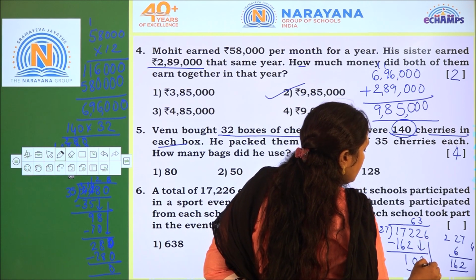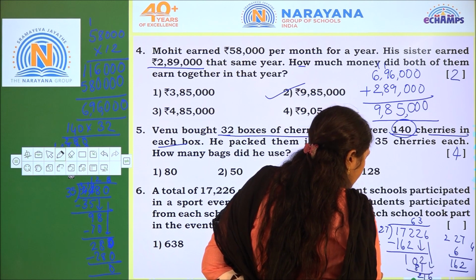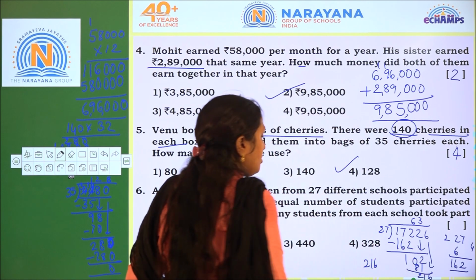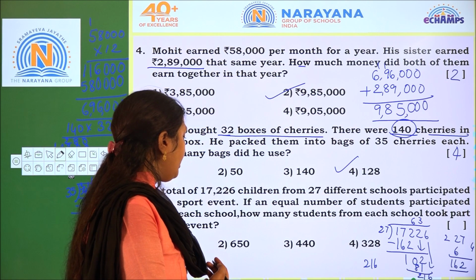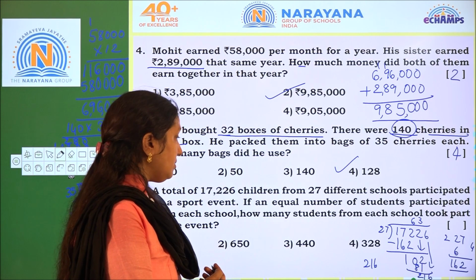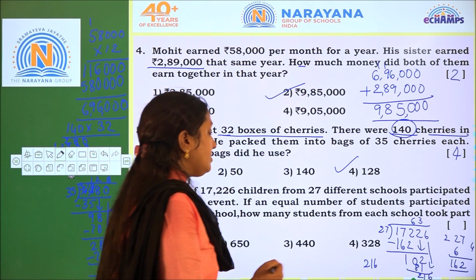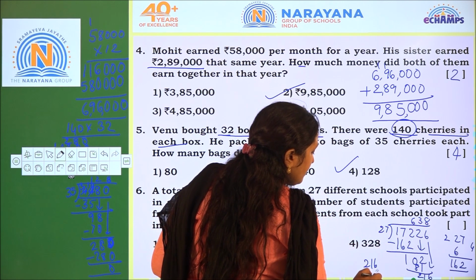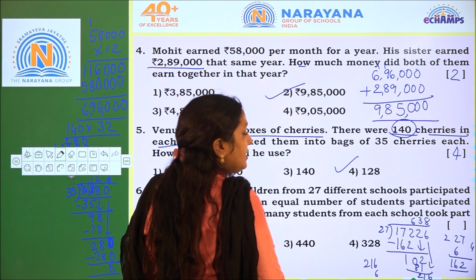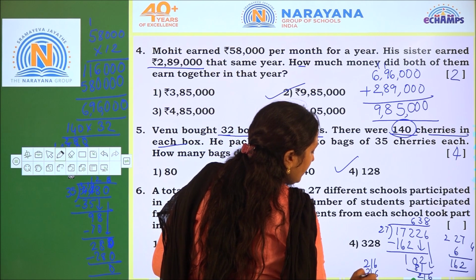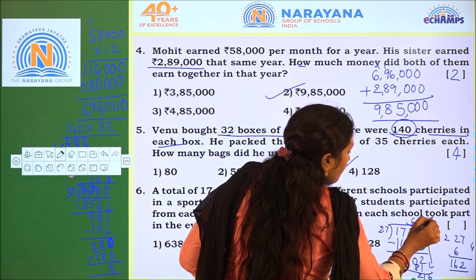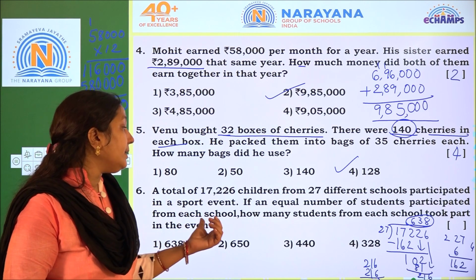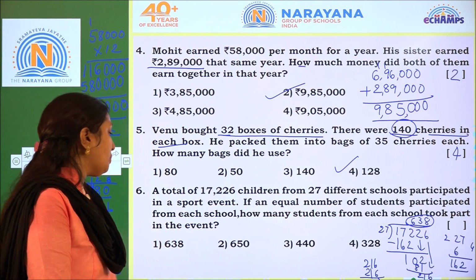Now bring down 6. So 216 is divided by 27. How many times can we take, children? Approximately. Can we take 8 times? See, 8 27s. 8 7s are 56, 5. 8 2s are 16 plus 5 is 21. So 0. So 638. That means how many students from each school took part in the event?